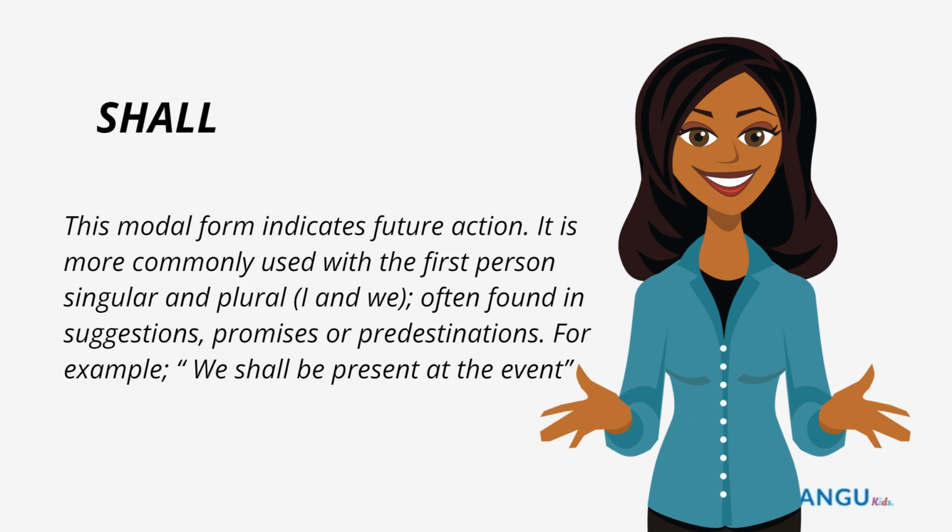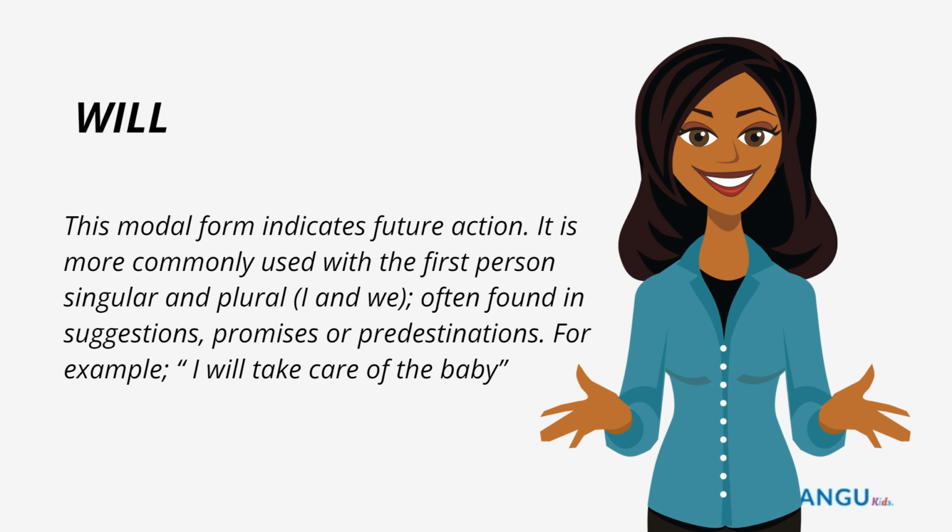9. Shall. This modal form indicates future action. It is more commonly used with the first person singular and plural, I and we, often found in suggestions, promises, or predestinations. For example, we shall be present at the event. 10. Will. This modal form indicates future action. It is more commonly used with the first person singular and plural, I and we, often found in suggestions, promises, or predestinations. For example, I will take care of the baby.